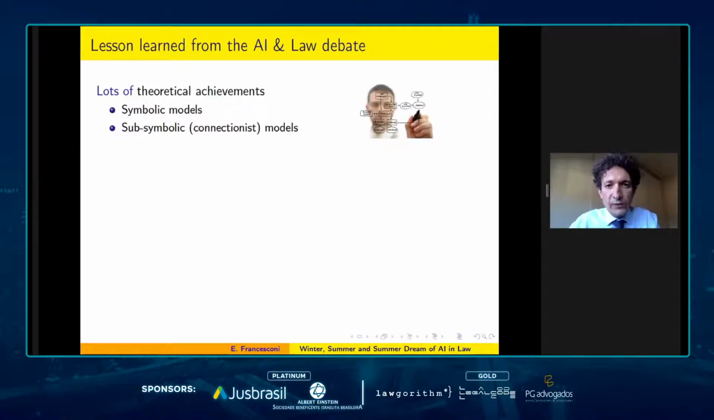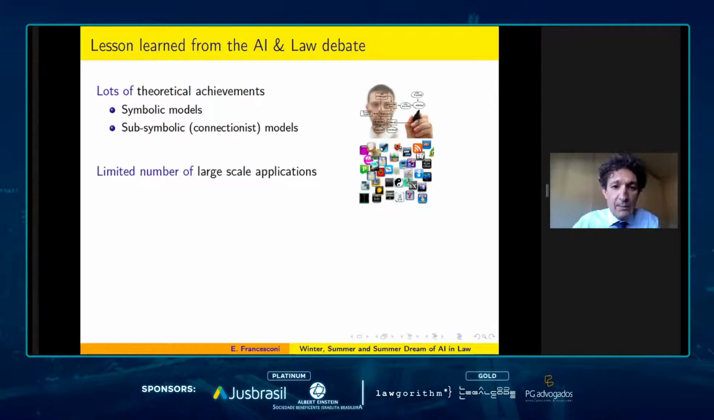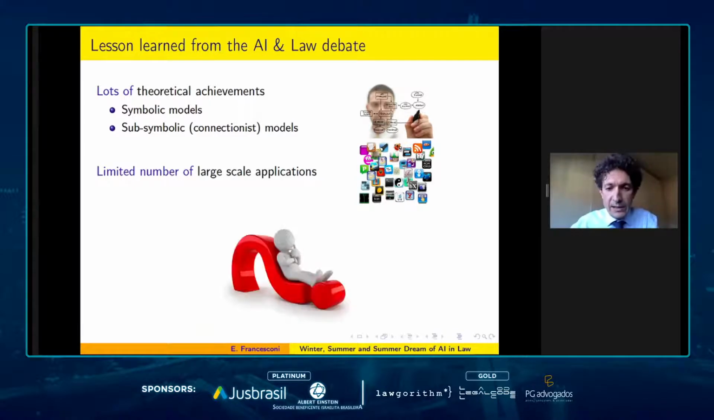Now, the lesson learned from the first AI debate is that we have achieved lots of theoretical achievements in terms of both symbolic models and sub-symbolic or connectionist models, but still a limited number of large-scale applications. So we now have to wonder why this actually happened.